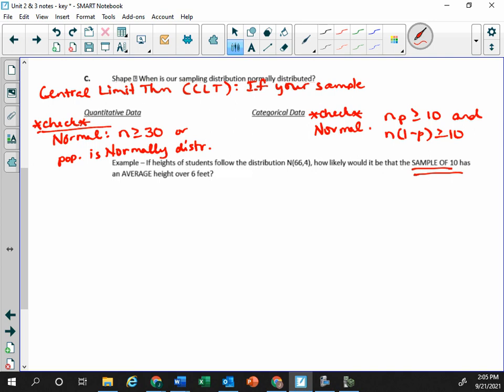So first, it's always good to just sort of jot down the things that we know. So we know we have a sample size of 10. We know mu is 66. And we know sigma is 4. Okay, that's all stuff that's just given to us. Then over to the side here, we're going to check conditions.